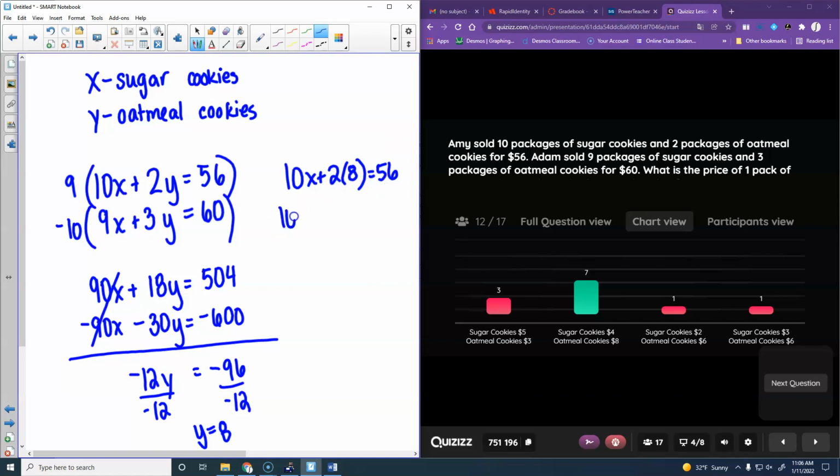So if we do this, we'll get 10x plus 16 equals 56. We're going to subtract that 16, so 10x equals 40, and then divide. So x equals 4. It doesn't tell us about the packs of cookies. They might not have the same number of cookies in. Okay, questions? Alright, let's go to the next one.